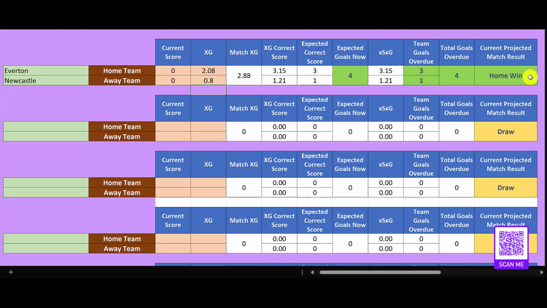Expecting a home win, so an Everton win. We're expecting more goals, so it's a bit of a surprise that it's 0-0. Must be a very lively match, probably lots of chances in this one. But yeah, we're still in that same position.